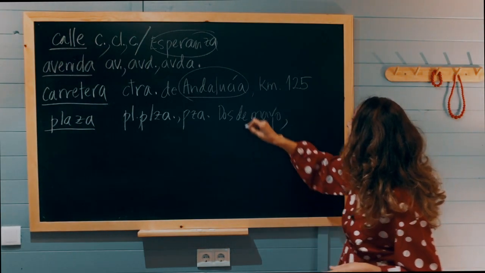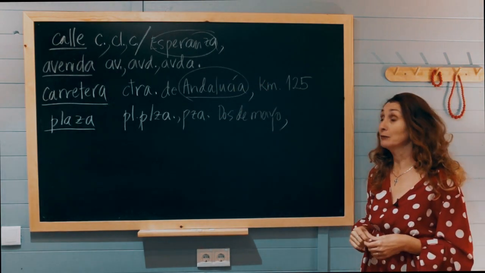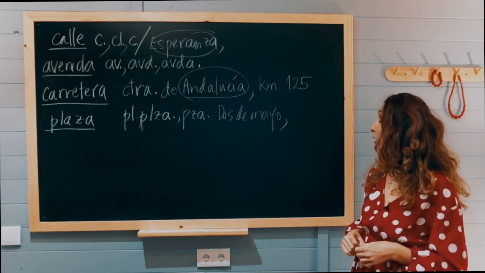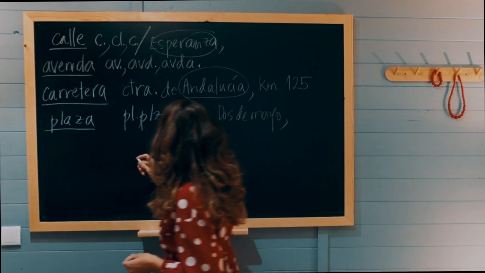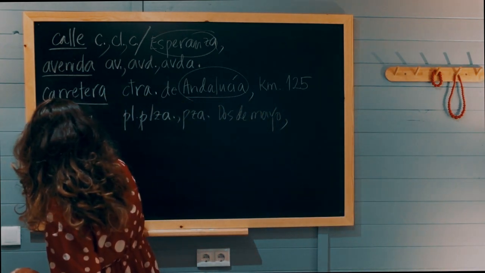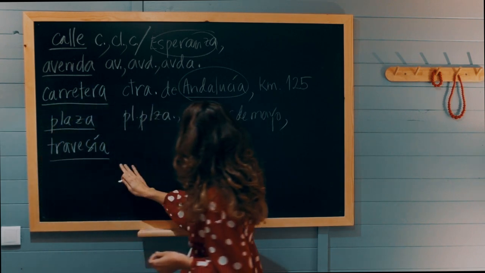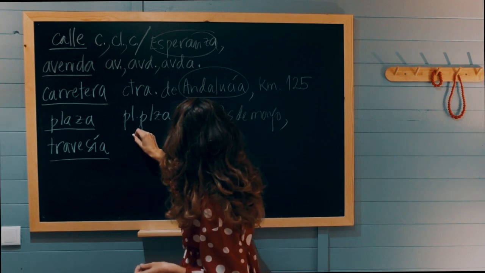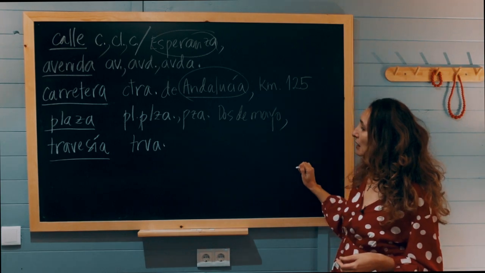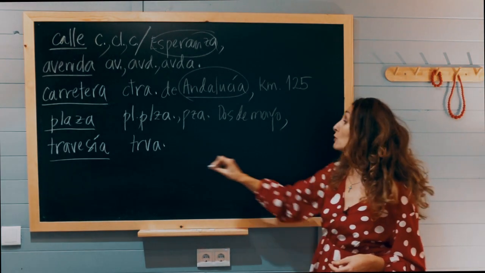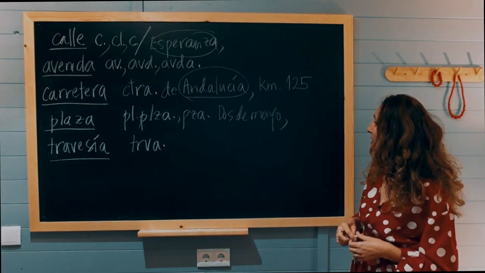a comma after the name and the number of the street number. Okay, then we have another one, and to be honest, I don't know even how to translate this one into English. Travesía, okay, will be abbreviated as TRVA. So if you see this abbreviation, you know that it's travesía.